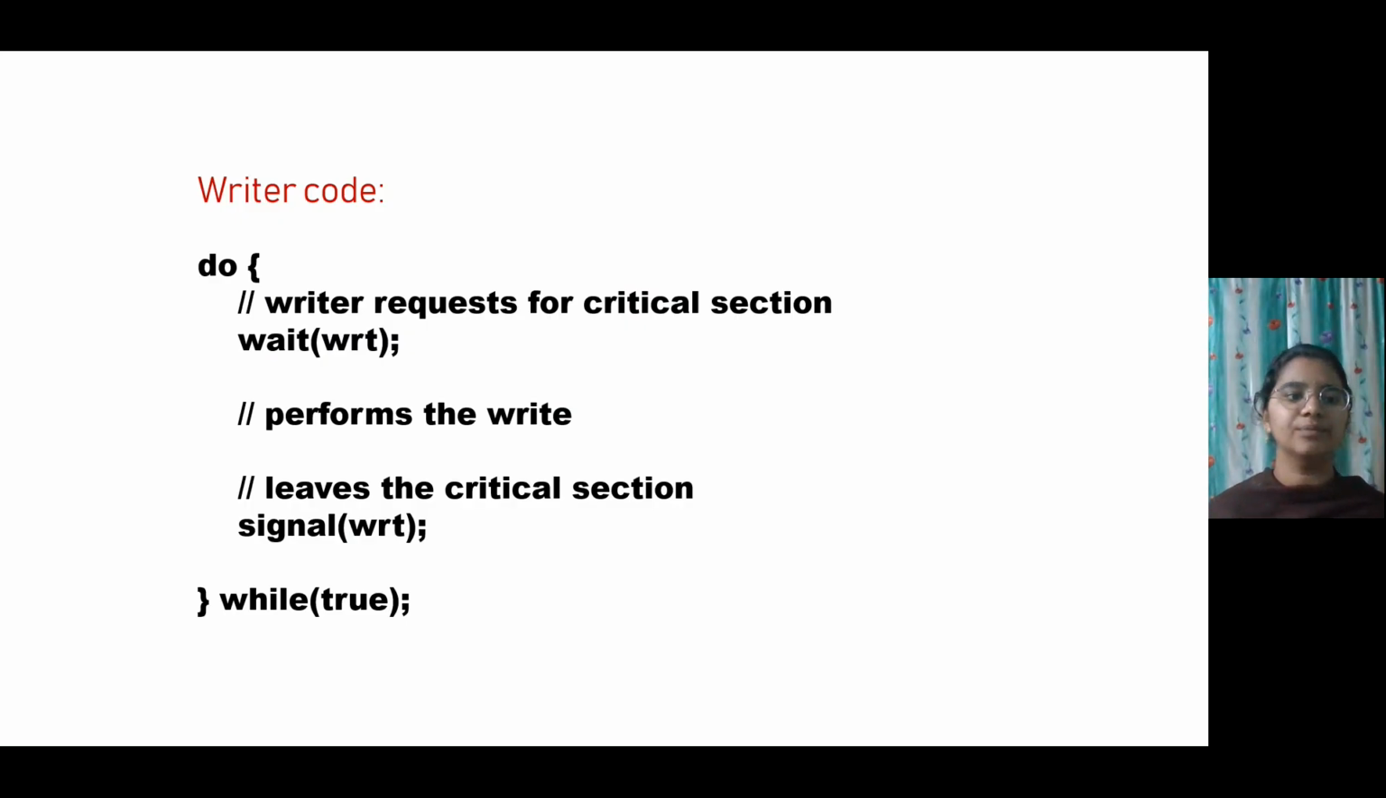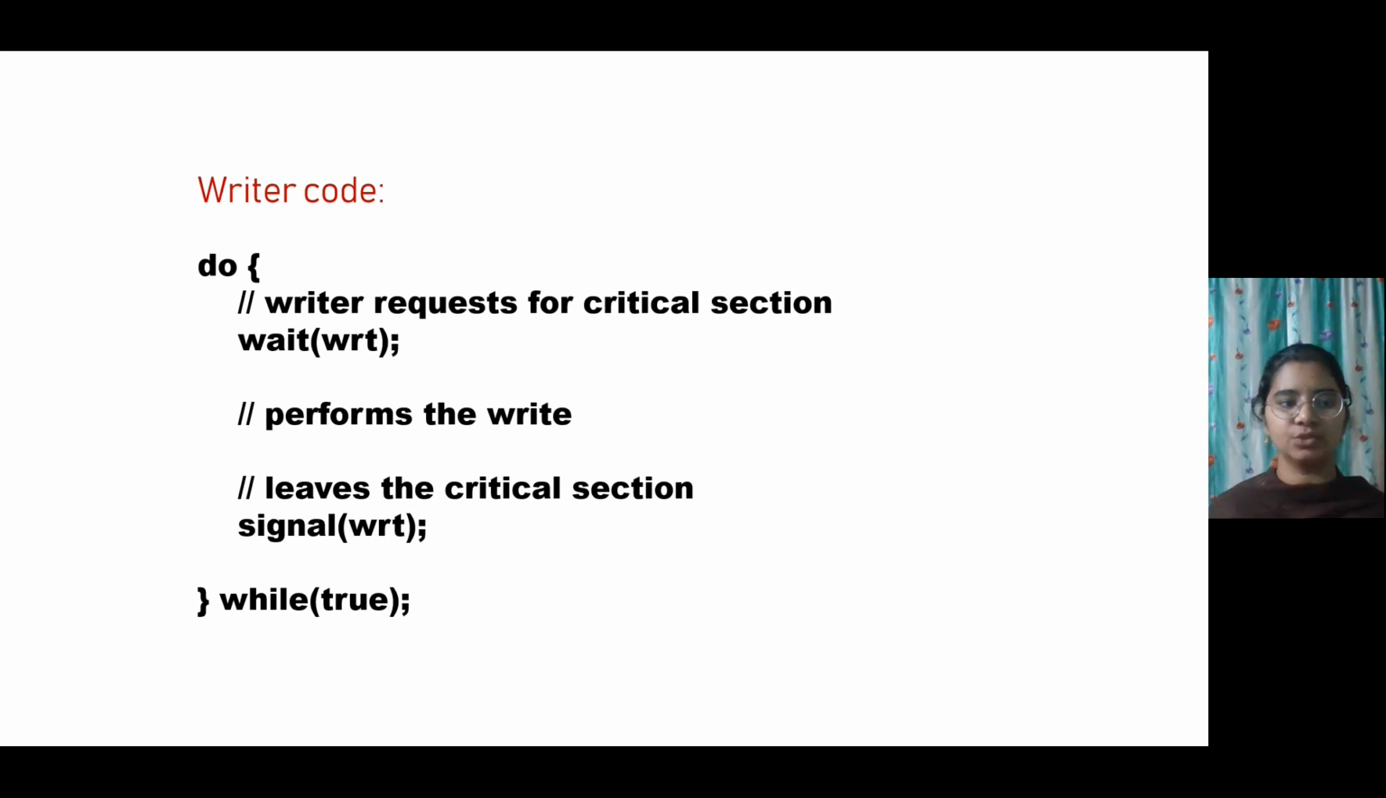Let's see the code for the writer process. Here we use a do while loop. Whenever the process that requested the critical section is a writer process, this condition becomes true, and this code will be executed. Here, wait(write). Whenever the writer process requests the critical section, we have to get hold of write. We also know that wait means we are decrementing the value of write by 1.